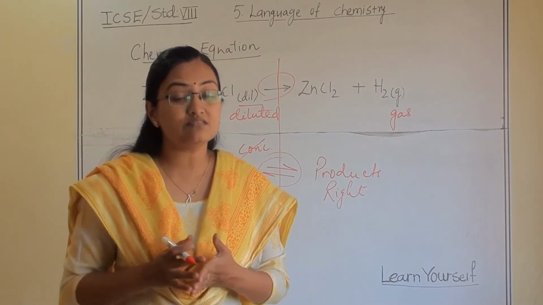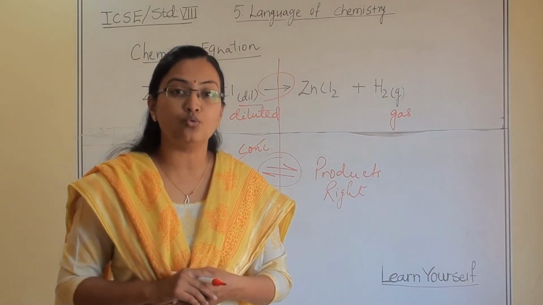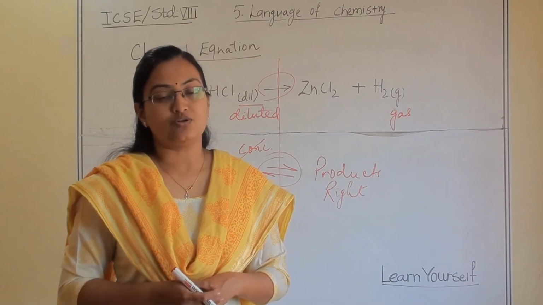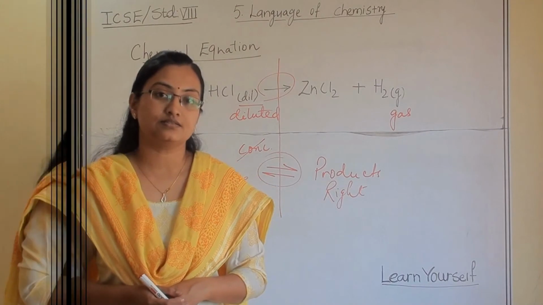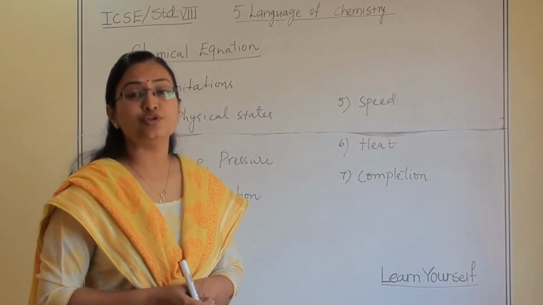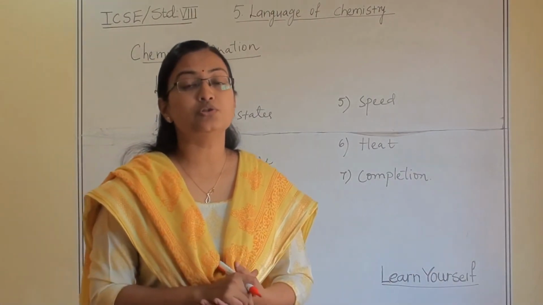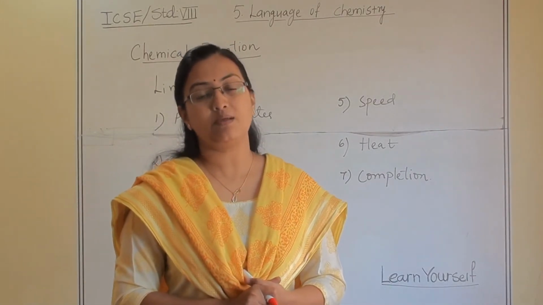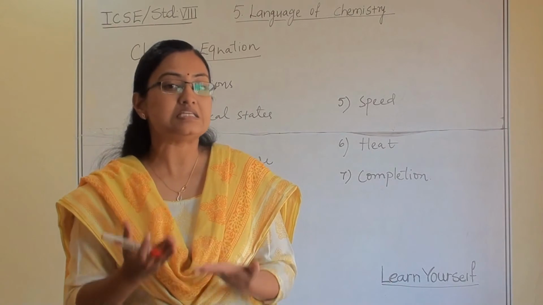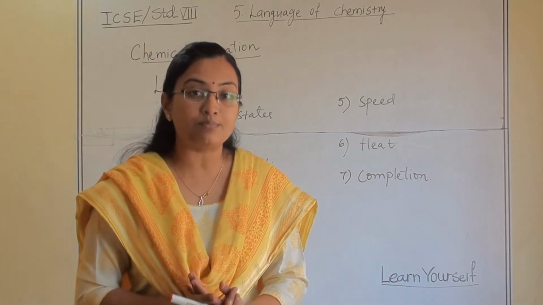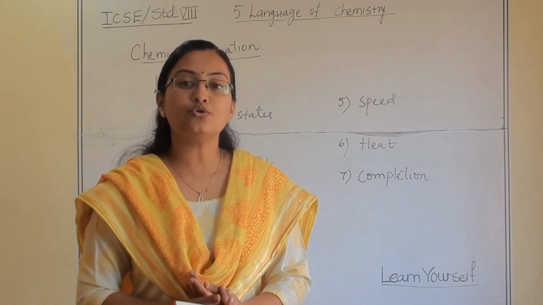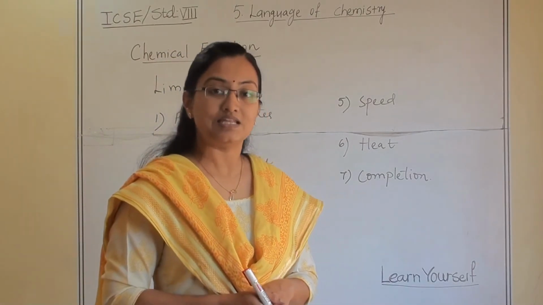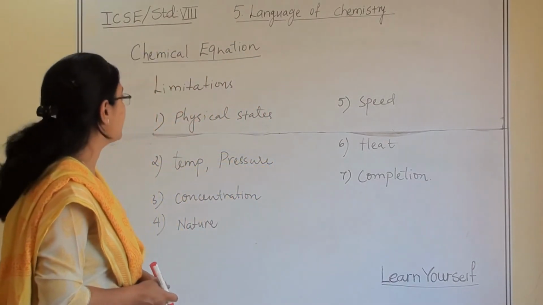But certain things we do not know. We cannot know them from the chemical equation. What are they? Let us discuss it. There are certain things which we do not know from a molecular equation, so they are termed as limitations of a chemical equation. When we see a chemical equation written on paper, we cannot make out certain things. So they are termed as limitations. Let us see what they are.